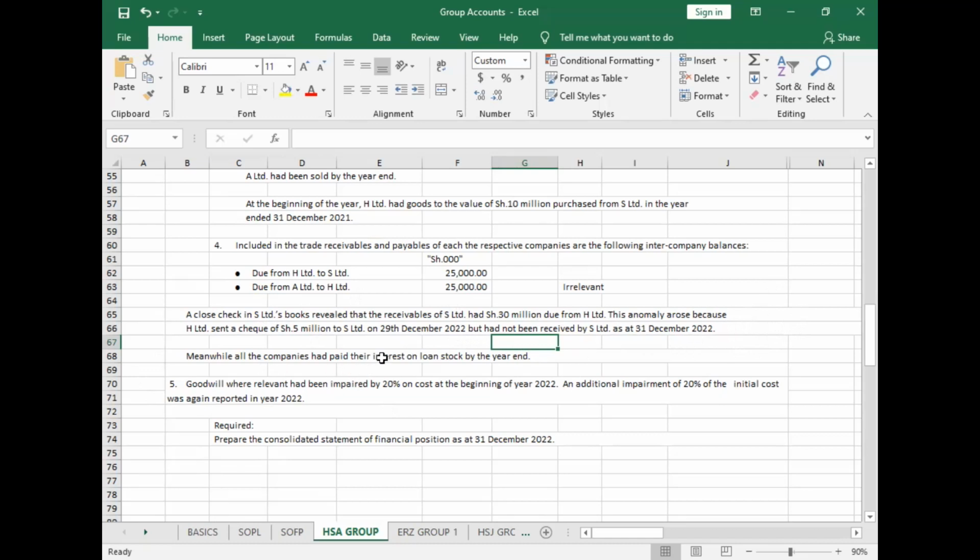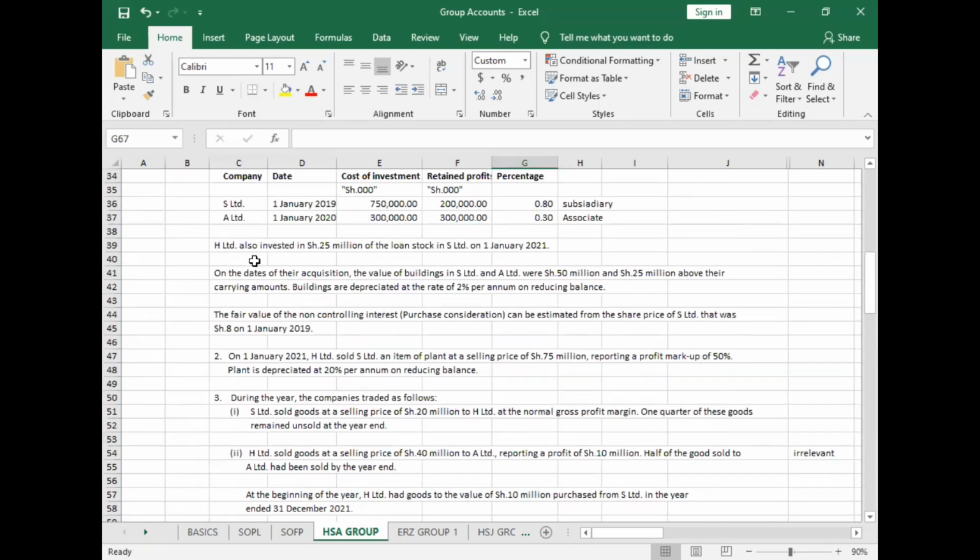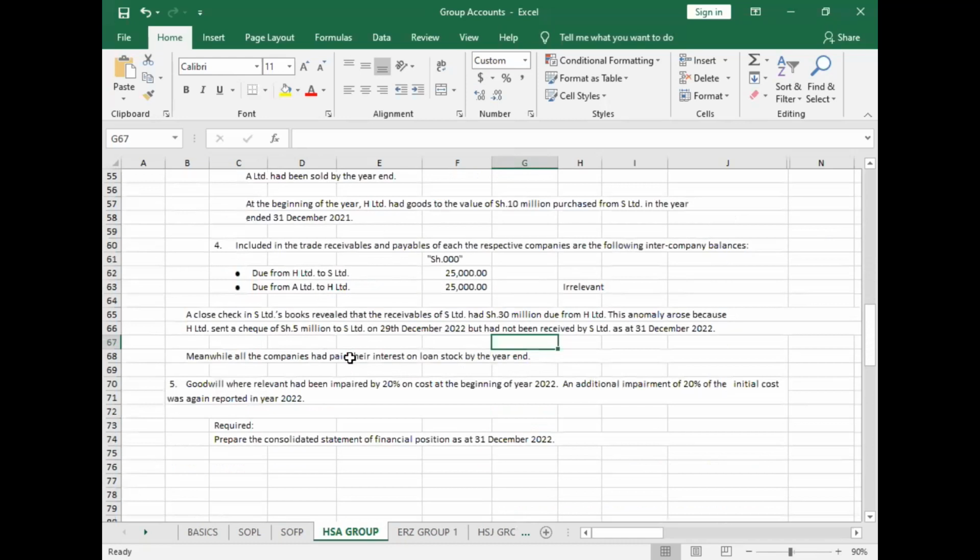Meanwhile, all the companies had paid their interest on loan stock. So remember our loan stock, we had the additional information number 1. H Limited also invested in 25 million. So we have intergroup interest paid, which we must remove.